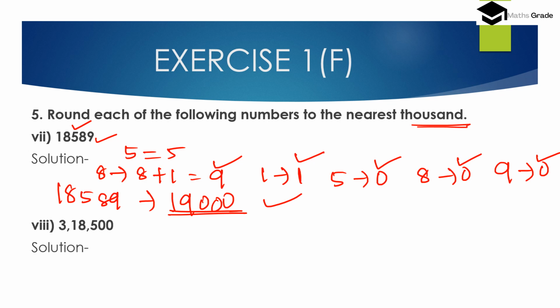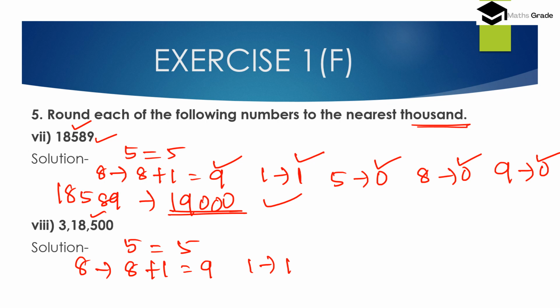Now 8th bit: 3,18,500. When we round this number 3,18,500 to the nearest 1000, we first look at the 100s digit. Here the 100s digit is 5, and 5 is equal to 5. So we have to add 1 to the 1000s digit. Here the 1000s digit is 8. 8 changes to 8 plus 1, which is 9. And the 10,000s digit 1 changes to 1 only. Just write down 1 only.